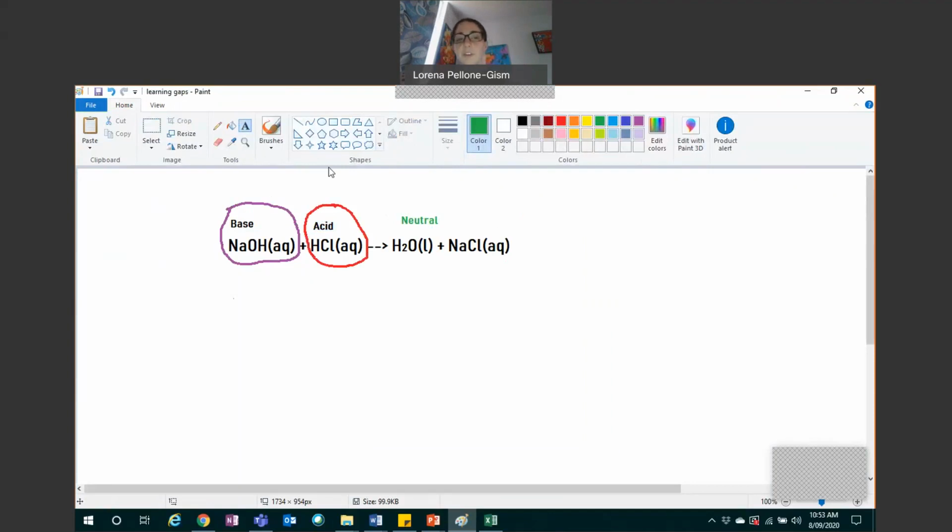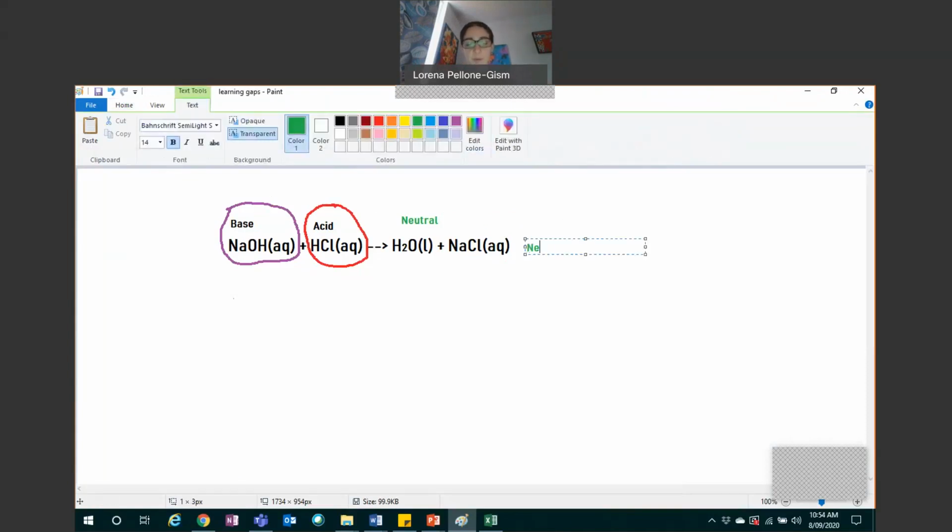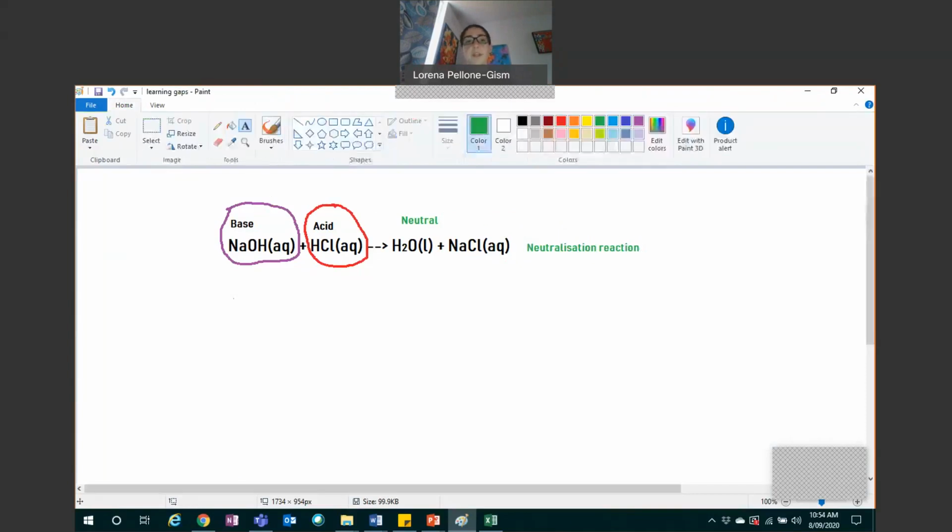So what we're doing in a titration is we're reacting two things together, and we need to find a way visually to determine when they've reacted to completion. So that is, it's not acidic, it's not basic anymore, it's neutral now. And we call that a neutralization reaction.